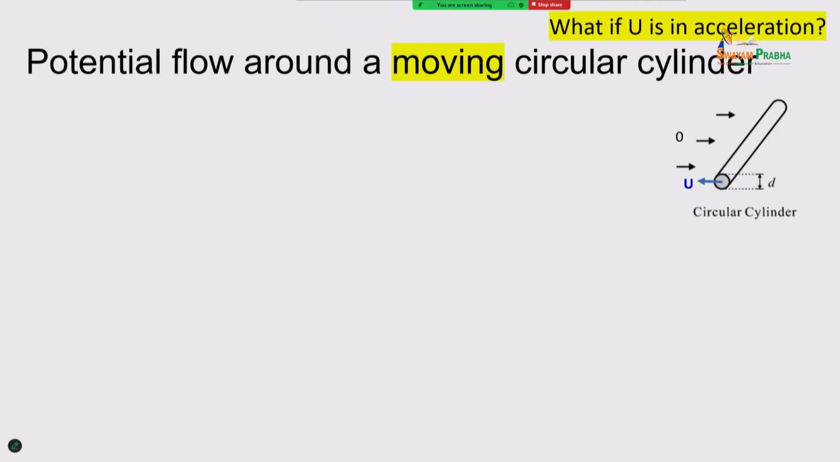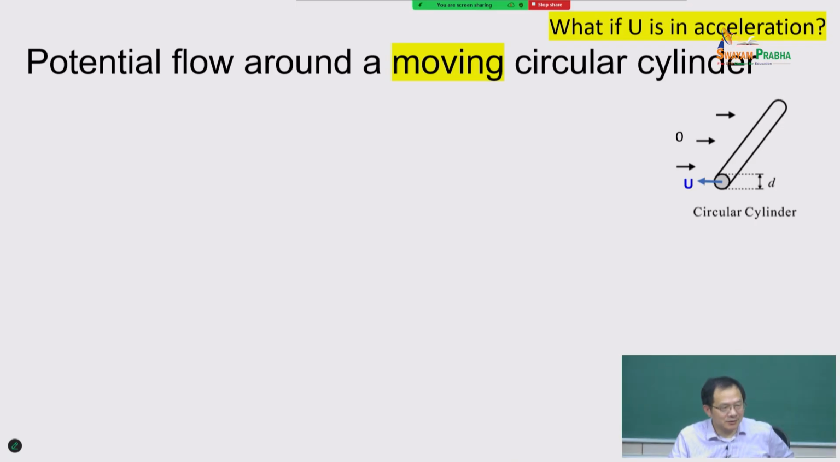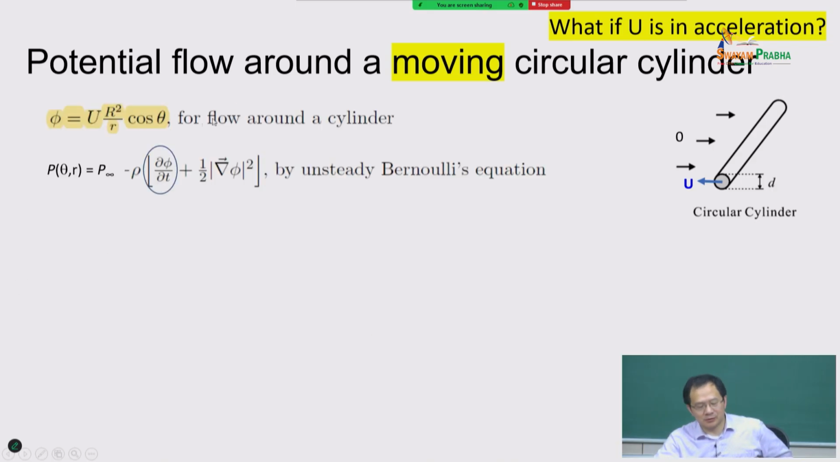So now, what if the acceleration is not constant, right? This U can be harmonic or can have acceleration. What does the system look like? The potential function still takes this form. However, now the Bernoulli equation is different. In the Bernoulli equation there's an acceleration term, which is d phi dt. Here theta is constant and r is constant, so you will have this term. Acceleration will show up here.